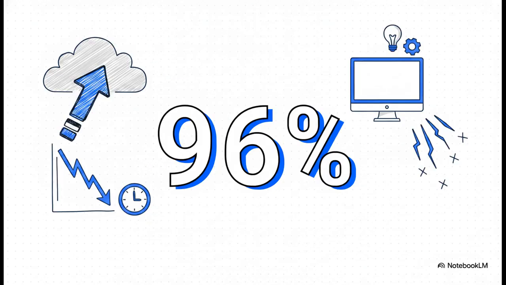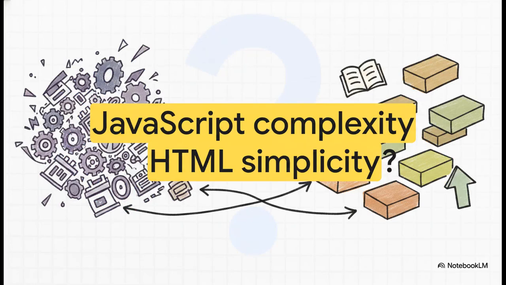And you might be wondering, does this actually work? Well, the real-world results are honestly jaw-dropping. Take a look at this staggering 96%. When one actual real-world SaaS application migrated from a traditional SPA back to an HTML-first architecture, they reduced their entire codebase by 67% and completely eliminated a massive 96% of their JavaScript dependencies. That is insane!